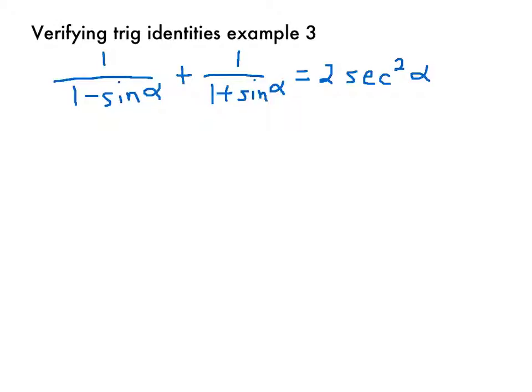Alright, so we've got this example in front of us here. We've got a couple of fractions that we're trying to add together and show that that is actually equal to 2 secant squared of alpha. That little Greek symbol there for the angle listed is called alpha.